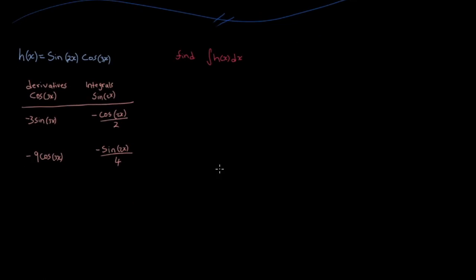Let's say that you are given the function h at x is equal to sine 2x cos 3x. I'm going to solve this using integration by parts. What we're supposed to do is find the integral, which is equal to the integral of h at x dx.